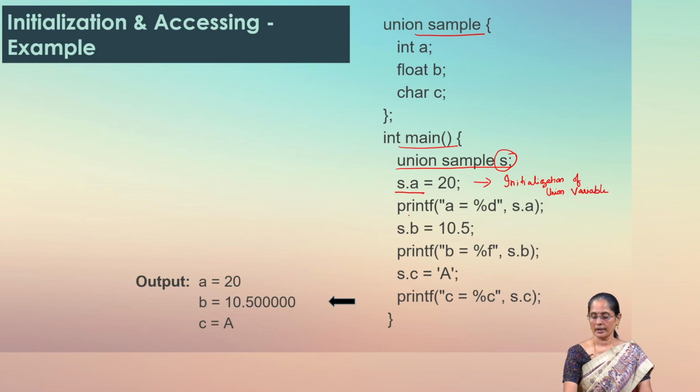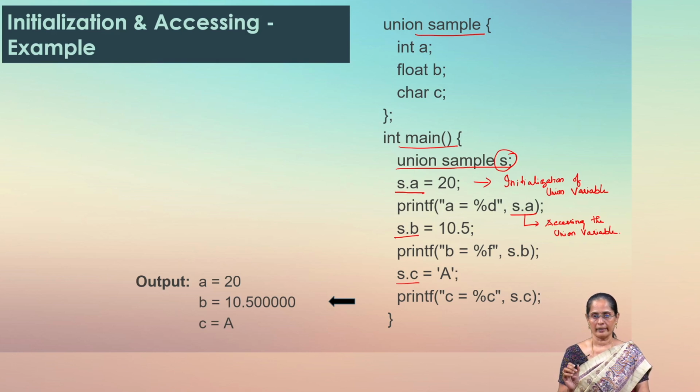Now, if I have to print and check the value which I have initialized to the union variable, I can do it the same way as with printf statements. So s dot a is now printed, displayed. This is accessing the union variable. The same way I can use the statement s dot b and print it, and s dot a I can assign and print it.